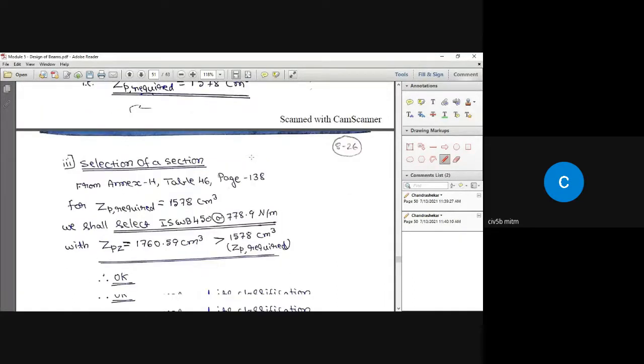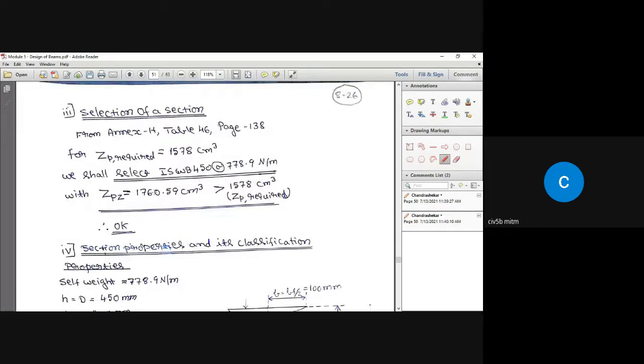There you select a section. We are going to select ISWB, that is Indian Standard Wide Beam, 450 at 778.9 Newton per meter. So what is the ZP value of ISWB 450? That is called ZPZ in the code book, which is equal to 1760.59 centimeter cube. Whatever ZPZ value we have selected is greater than ZP required. Therefore, we shall go ahead with ISWB 450.